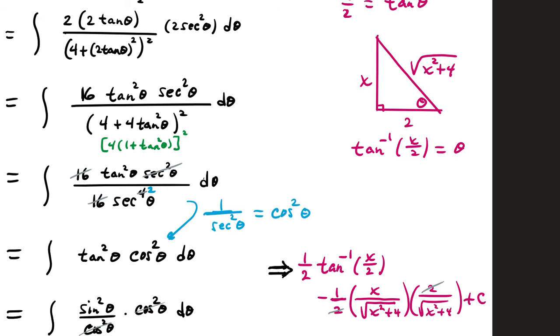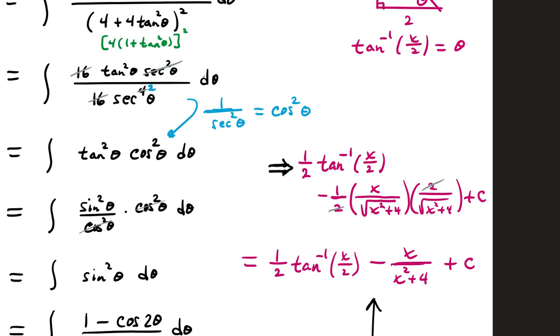Sine theta is x over root x squared plus 4. Cosine of theta is 2 over the square root of x squared plus 4. So we'll put those next to each other right here. That's sine times cosine. Simplifying, that 2 and this 2 from the half will cancel. And we get a reduced answer of 1/2 tangent inverse of x over 2 minus x over these two matching radicals. You just take off the radical, x squared plus 4, plus our constant of integration. Now we've returned it into terms of x, which is where our problem started.